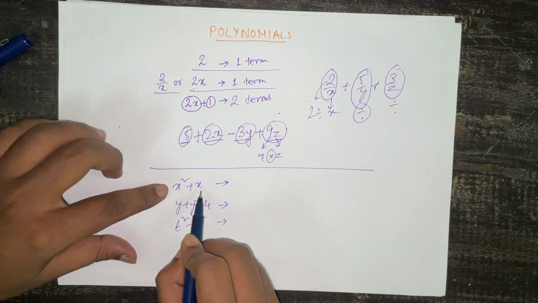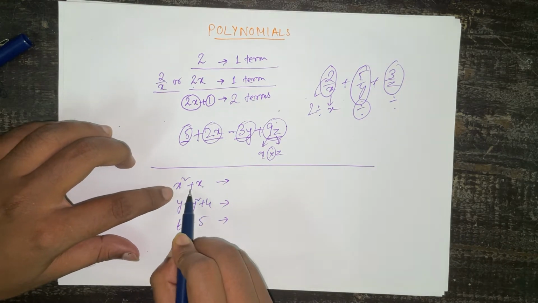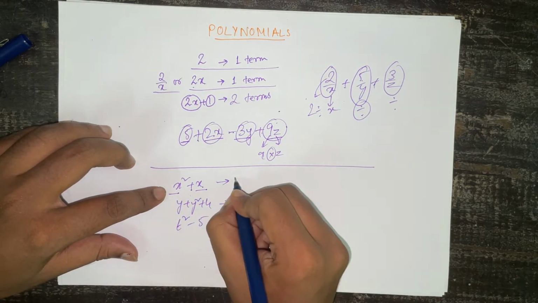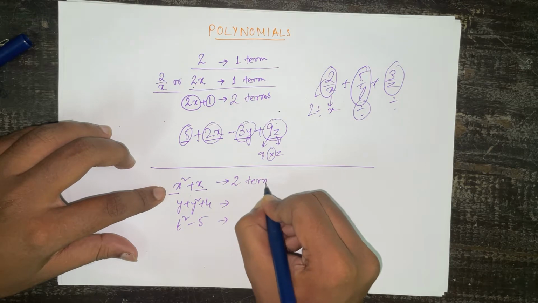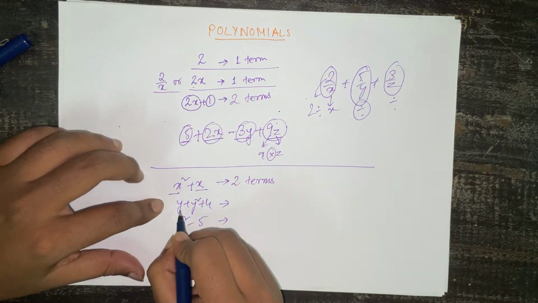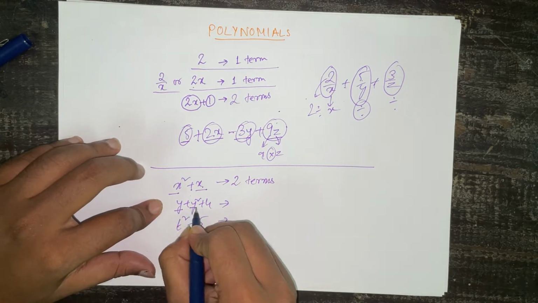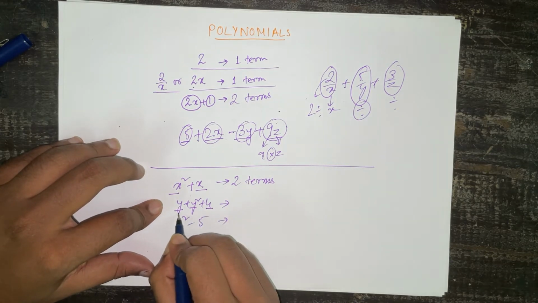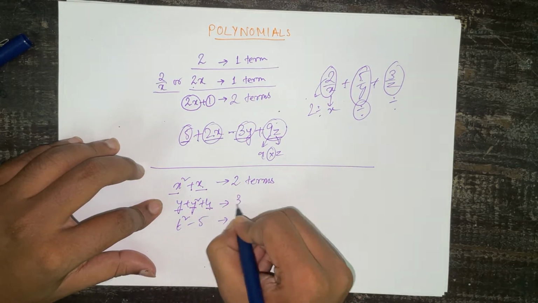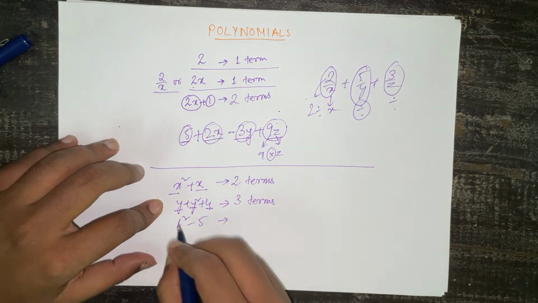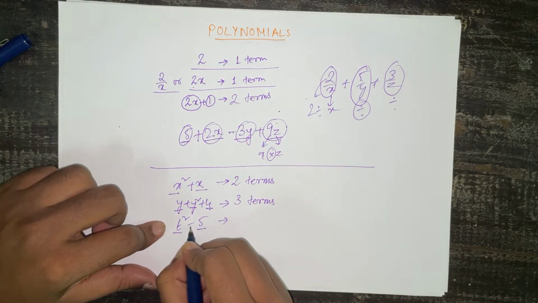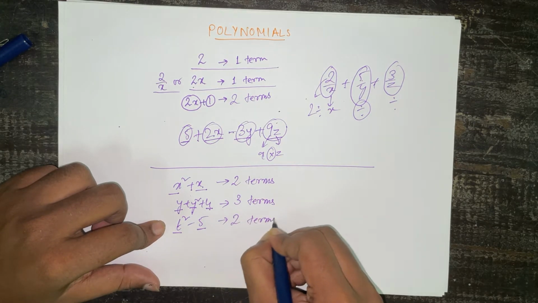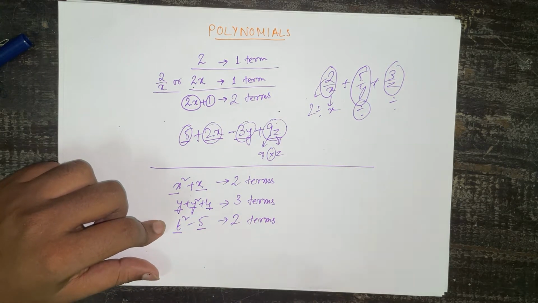In the first case, we have x square and x separated by a positive sign. So this is one term, this is one term. So it is two terms, right? Hope you got it correct. Here we have y, y square and 4 separated by two positive signs. So we have 1, 2 and 3 terms. t square and 5 have been separated by a subtraction sign, so here we also have two terms. I hope this part is clear.